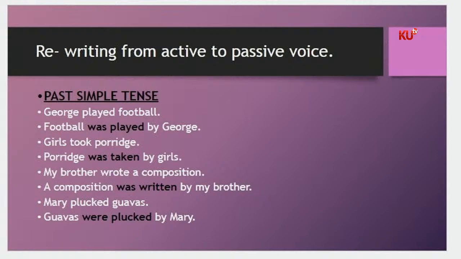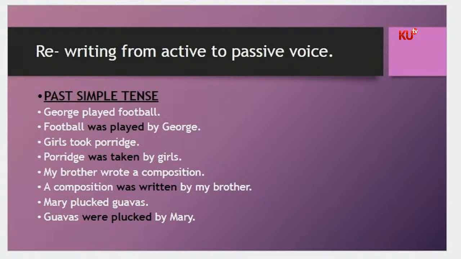Number 3, my brother wrote a composition. My brother is the subject. Wrote is the verb. Then a composition is the object. So it becomes a composition was written by my brother.